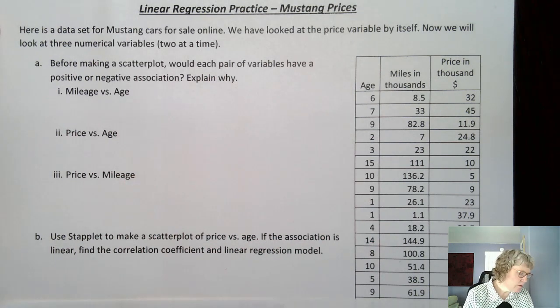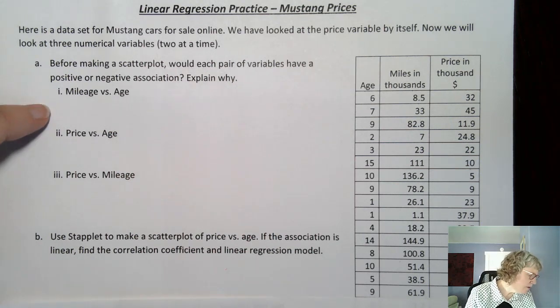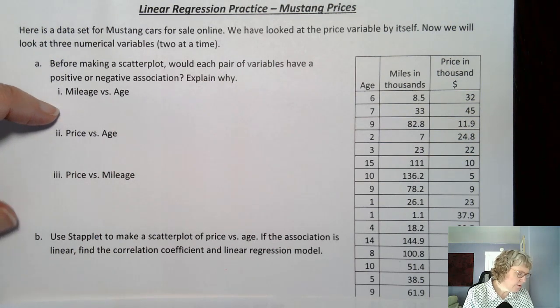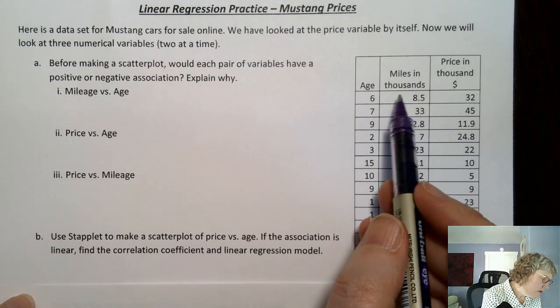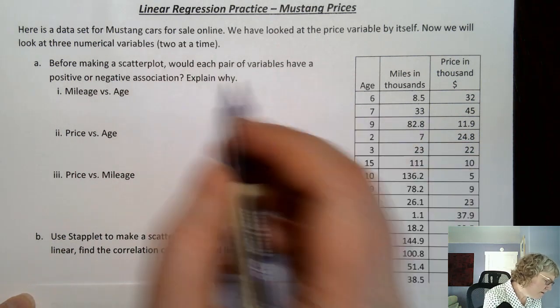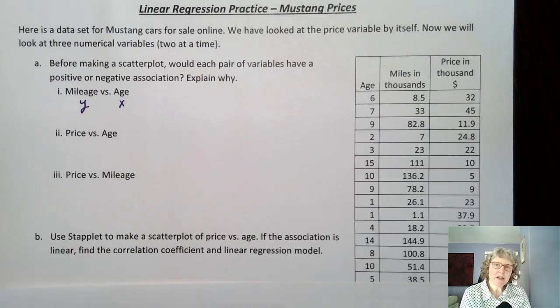This is great because now we can talk a little bit more about when there's a positive association versus a negative association. That's a hard word to say. So, mileage versus age. If we were to graph this, and we will graph some of it, but not all three at the same time, age would be the X, or the explanatory, and mileage would be the Y, or the response. Would that be a positive or negative association?